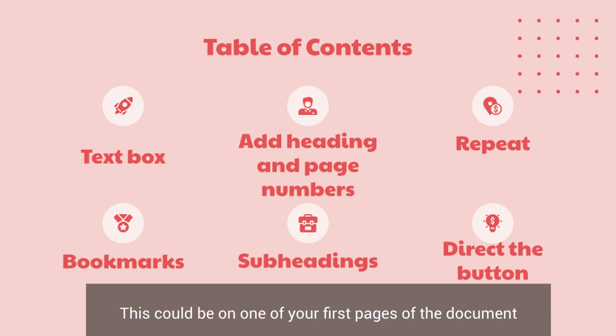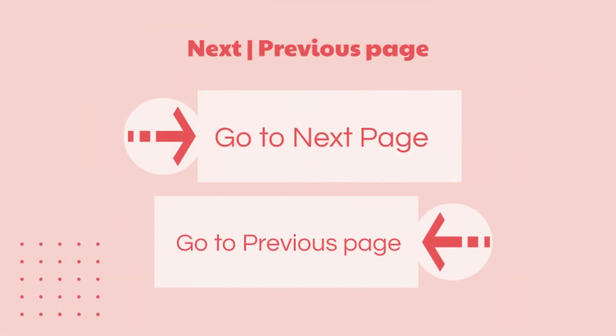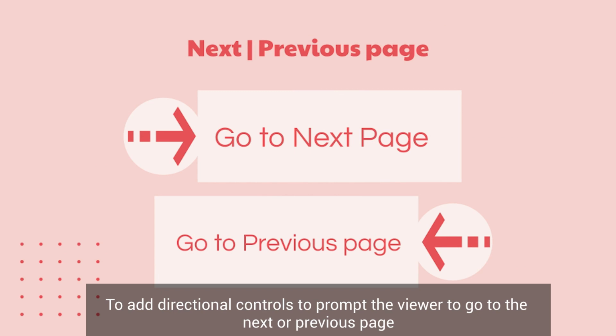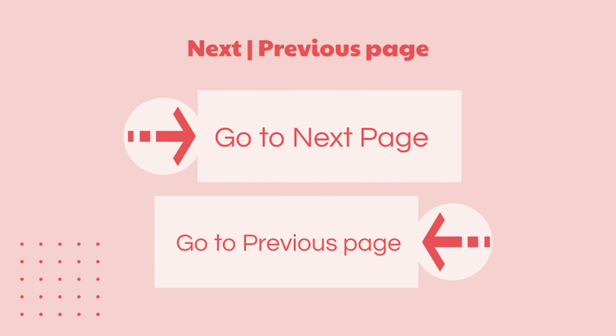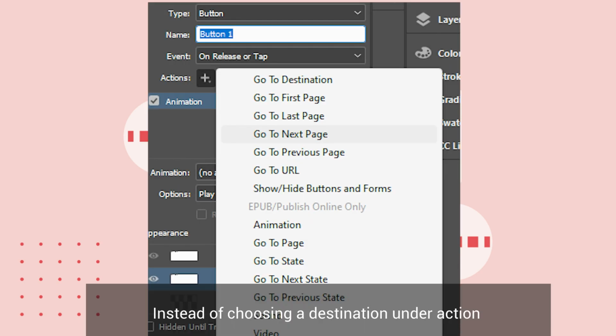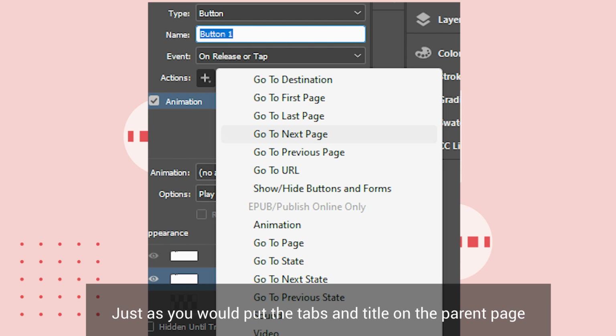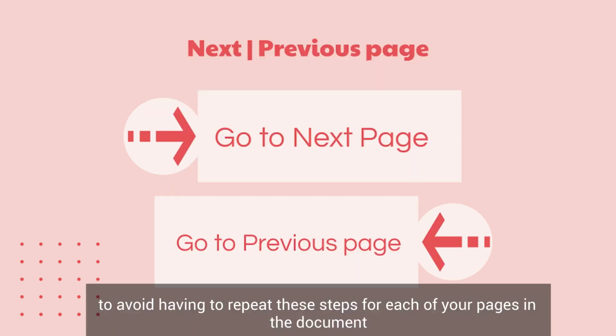This could be on your first page of the document or on a parent page to create tabs to each section in the top of the page. To add directional controls to prompt the viewer to go to the next or previous page, add text or an icon that you want to symbolize that action, then convert it into a button. Instead of choosing a destination under Action, click Go to Next Page or whatever direction you would like it to go. Just as you would put the tabs and title on the parent page, I recommend doing the same with these basic controls to avoid having to repeat these steps on each of the pages of your document.